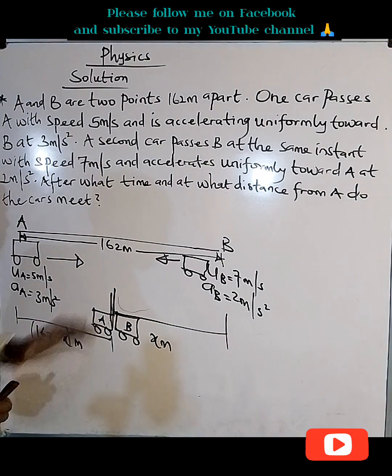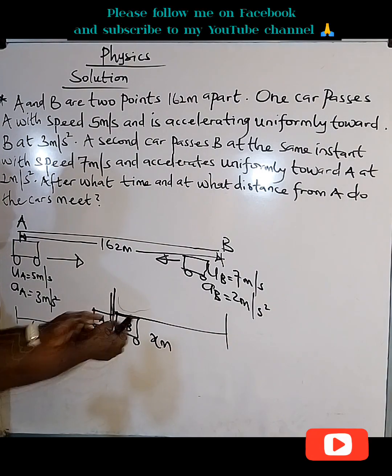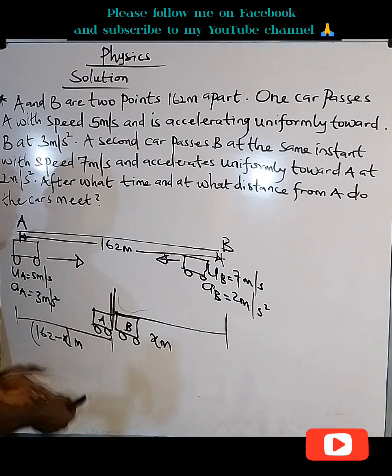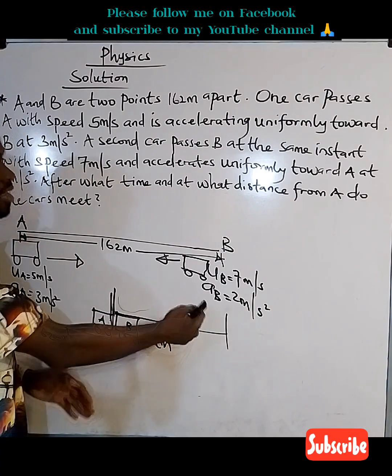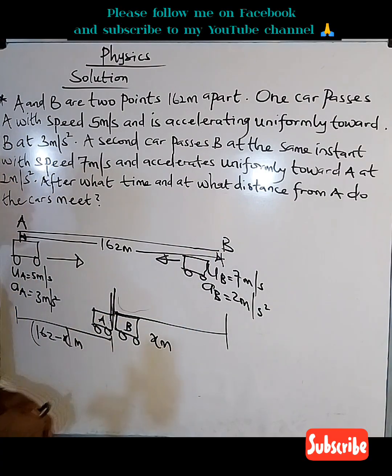So now don't forget what it's going to look like. When they meet at this point, we are not told the point. So this will be 162 minus X meters away, while this will be X meters away from this checkpoint B. So what are we going to do?